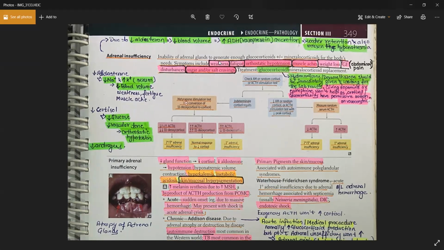Even though the ADH is there, how much water can it retain? How much water can it be reabsorbing? The volume is already being lost so much. You're having a dehydration. Even though the ADH is there, it cannot maintain that much volume of water, right? It will try to compensate, but it can never restore normal limits again. It will always be lower than that.